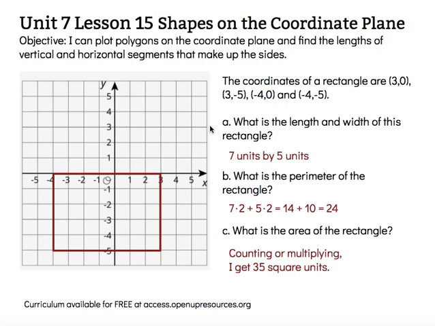Again, our objective says I can plot polygons on the coordinate plane and find the lengths of vertical and horizontal segments. So I happen to use the strategy of determining absolute value, or distance each of the points was from 0, and combining those. And that's how I determined my lengths that I could use to calculate perimeter and area.